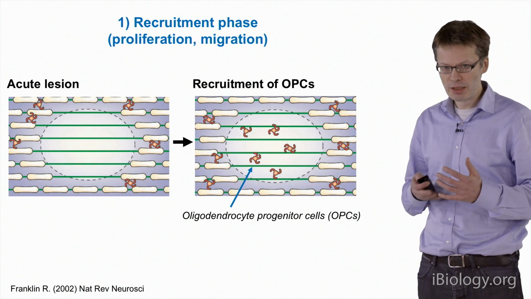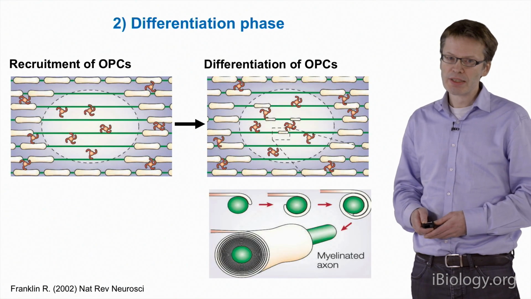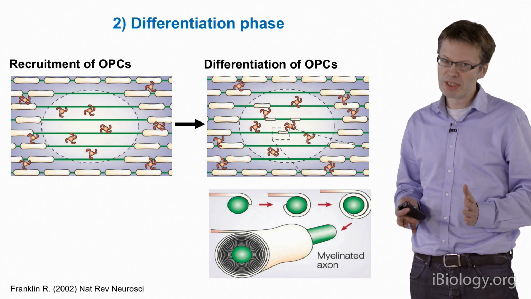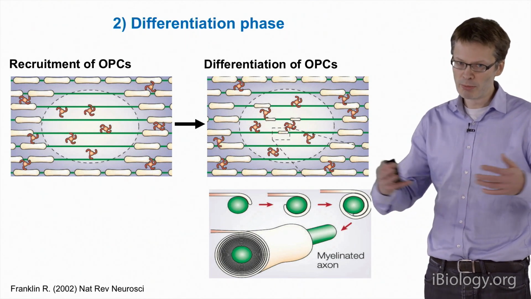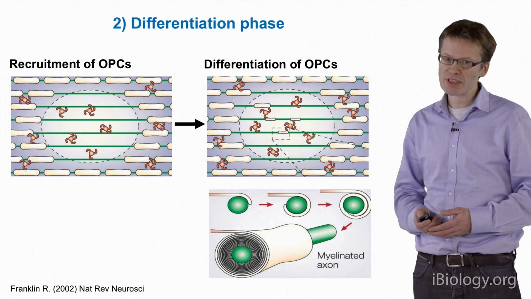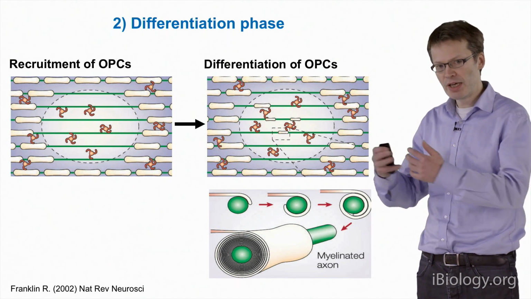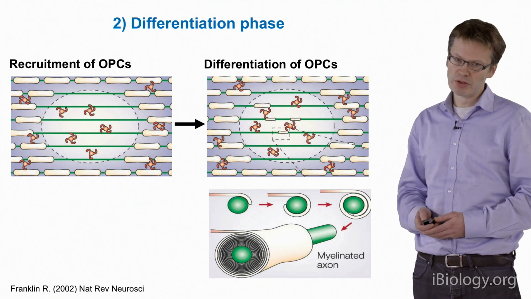Once they have settled in the lesion, the second step is the differentiation of these cells. So they will now become more complex, send out different processes that will attach to the axons and wrap the membrane around the axon.